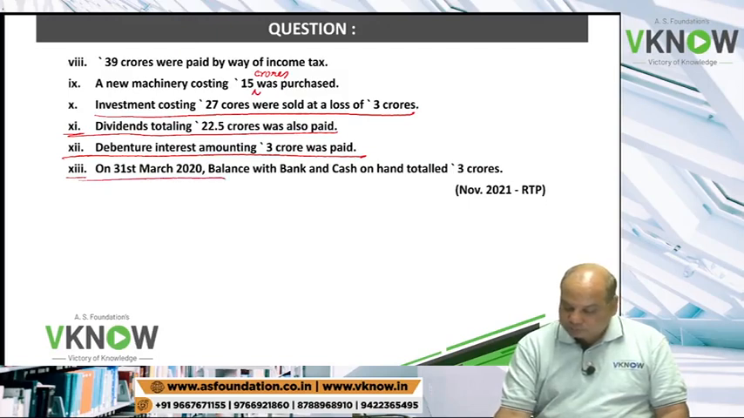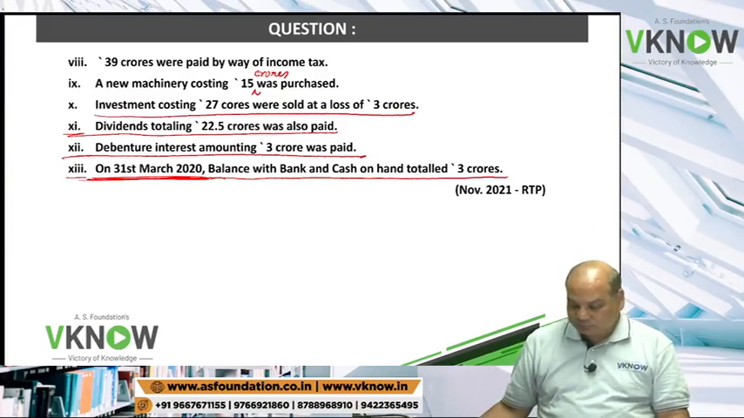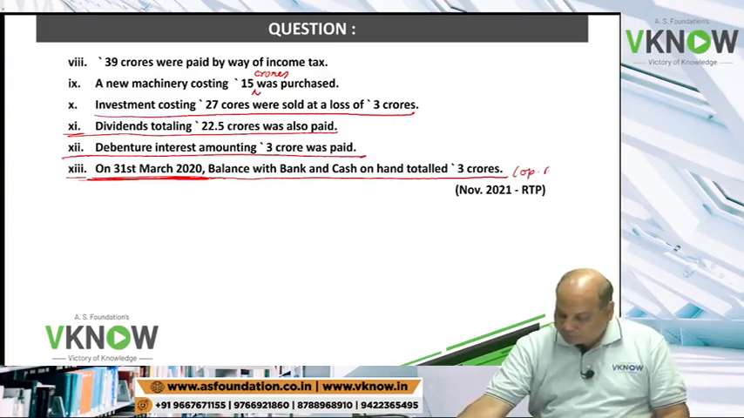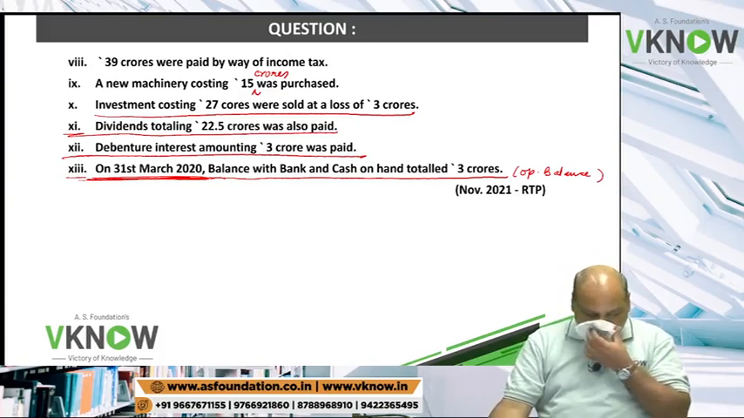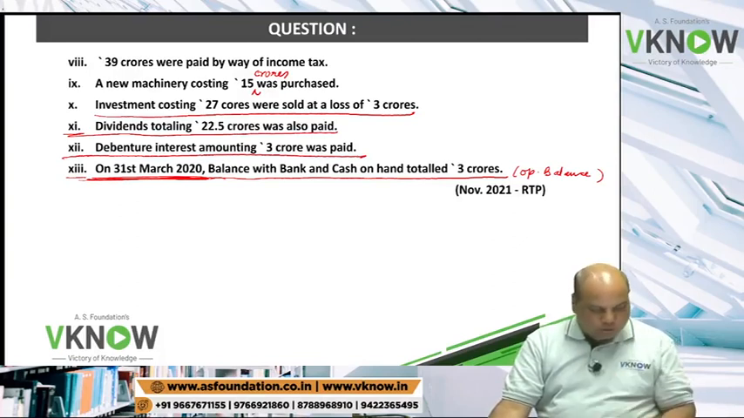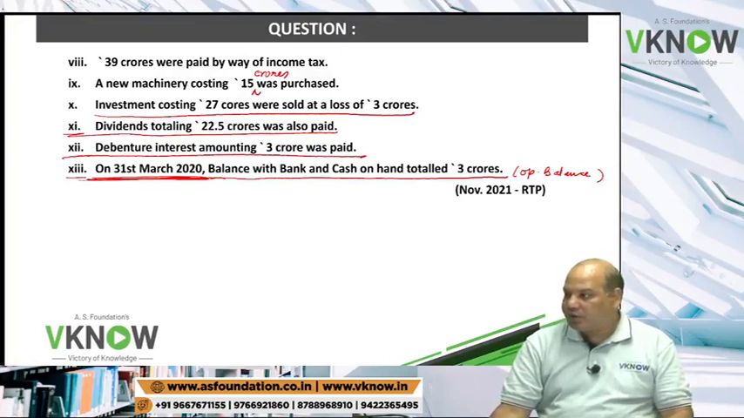13. On 31st March 2020, balance with bank and cash in hand, this is the opening balance, totals rupees 3 crore. That is a very easy question. Similar questions have been asked in the exam also.